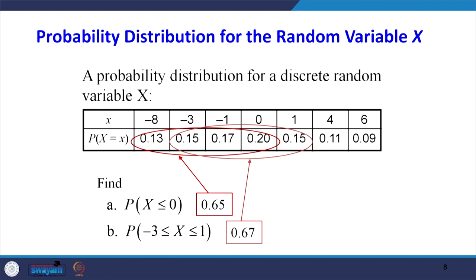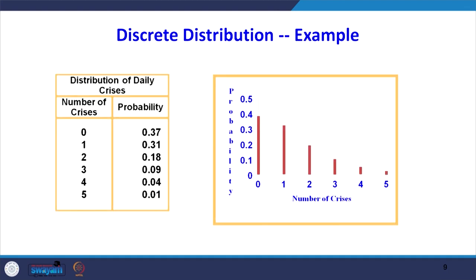So, what you have to do, wherever the random variable x is less than or equal to 0, you have to add that. For example, 0.20 plus 0.17 plus 0.15 plus 0.13, you will get 0.65. Suppose you want to know the probability for the random variable from minus 3 to 1, minus 3 less than or equal to x less than or equal to 1. So, you have to add 0.15 plus 0.17 plus 0.20 plus 0.15. When you add it, you will get 0.67.